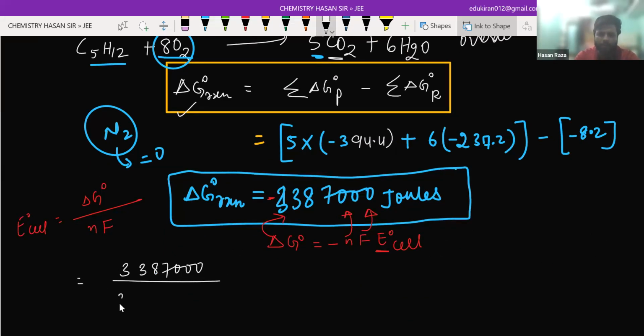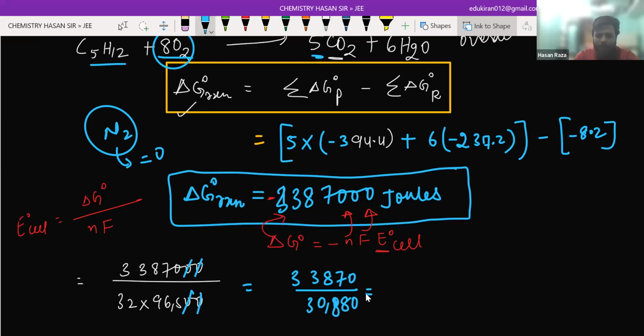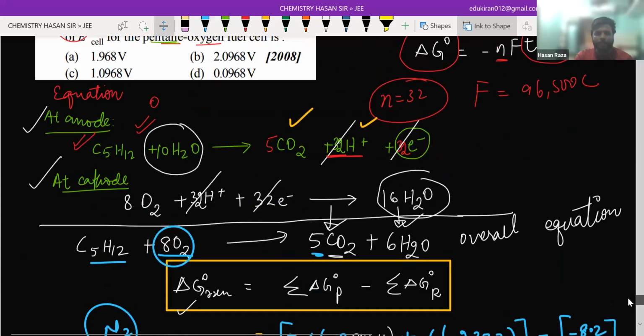3387000 divided by number of electrons, which is 32, and Faraday's constant is 96,500 coulomb. Now, what you need to do? Just cancel this. And you will be left with 33870 divided by, if you multiply 32 into 965, you will get 30,880. So if you divide 33870 by 30880, you will get 1.0968 volt. So the answer, I think, no, both of you were wrong. All of you are. So the answer will be C.